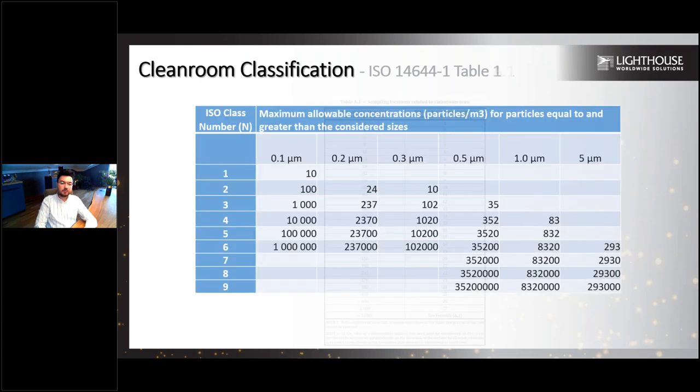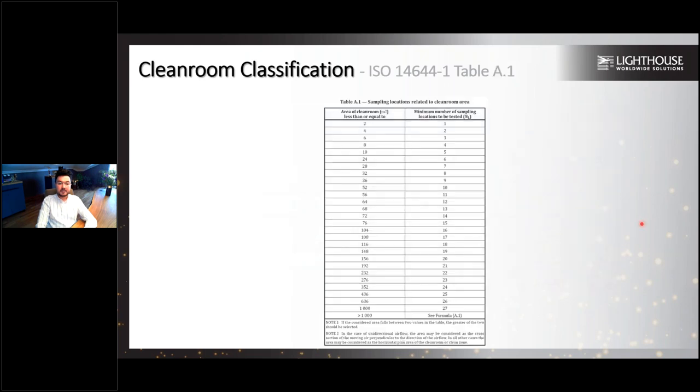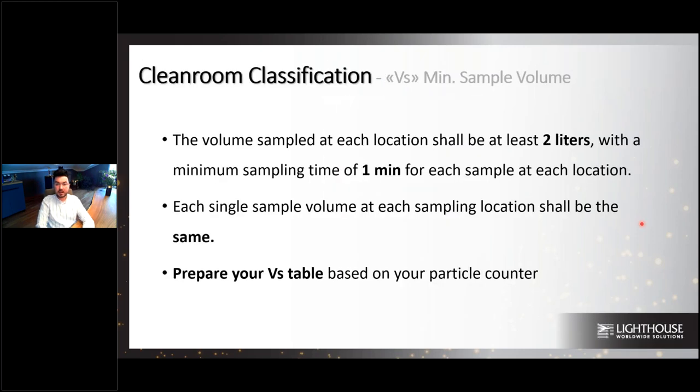And keep in mind, in the previous 99 version, this table was an informative part, which means you would be making all your calculations to find the limits. Now it's moved into the normative part, the body section of the standard itself. And Table A1, sampling locations related to cleanroom area. We used to have these calculations. Now we have this table. Table 1 and Table A1 are the most important part of our documentation in ISO for cleanroom classification.